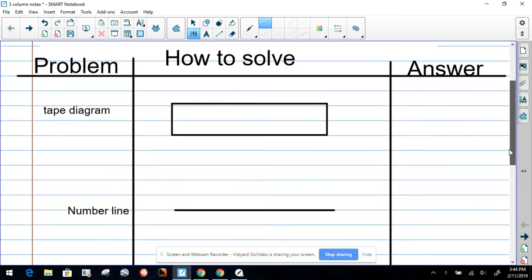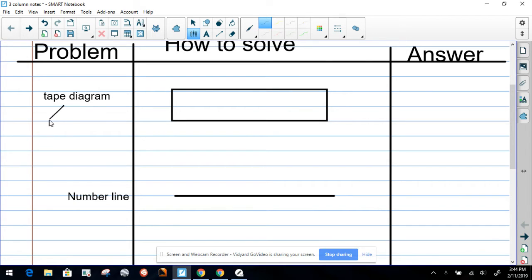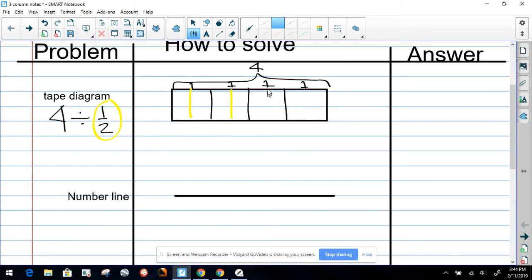The first strategy I'm going to show you is the tape diagram. So let's write 4 divided by 1/2. This is saying that you have 4 ones, right? So we're going to show 4 ones. Remember, this is the value of 1, this is 1 whole. And our problem says that each whole is going to be divided into halves. Half, half, half, half. So now you have 1/2, 1/2, 1/2, 1/2, 1/2, 1/2, 1/2, 1/2. Now you have 8 halves, which is the answer.